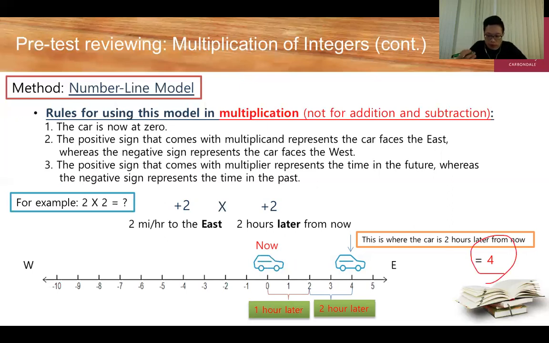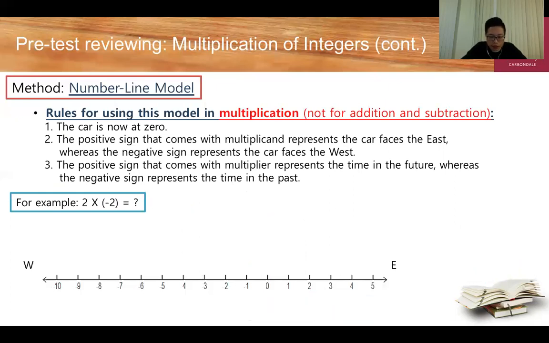So back to what I said earlier, in the number line model, when we apply it to a multiplication, we use a lot of the timing concept to help understand those different signs, the meaning, okay?